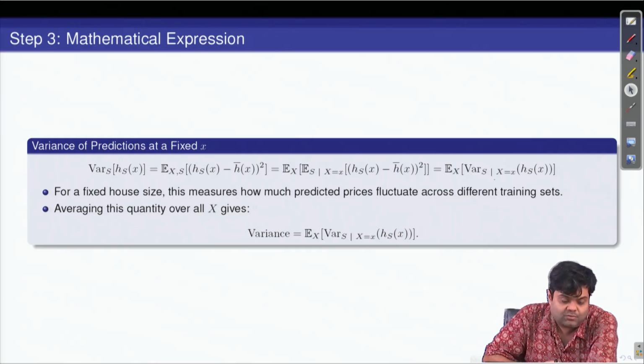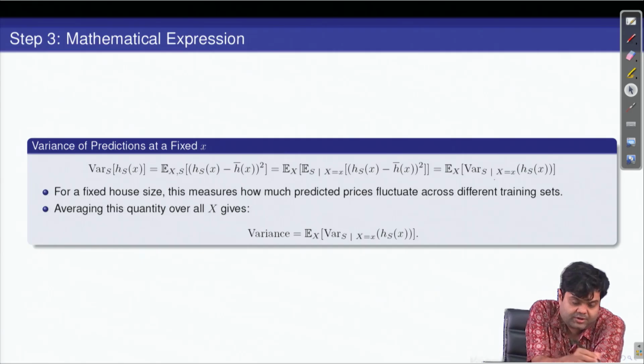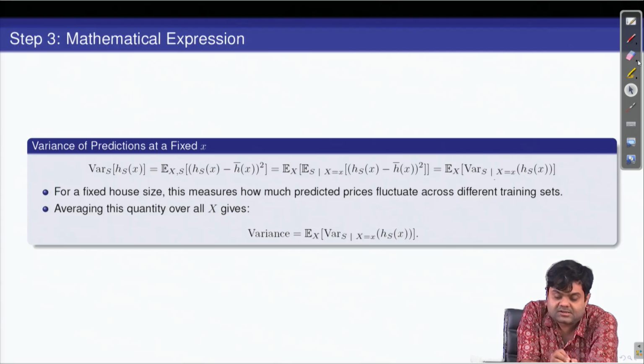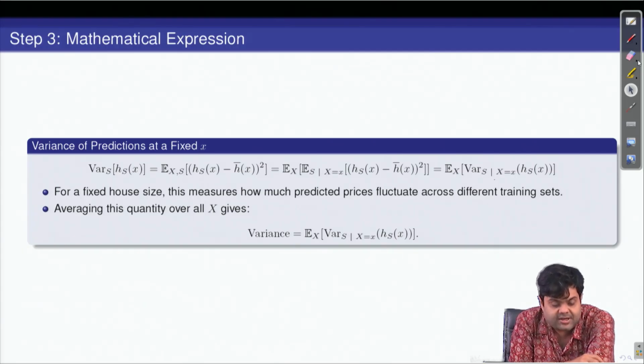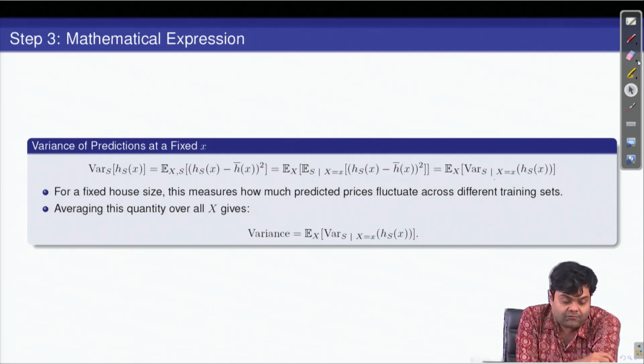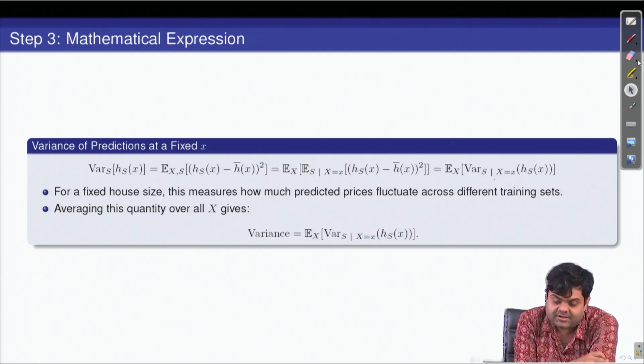The variance of this thing will be this whole expression, where you take the expected value with respect to x and S of h_S(x) minus h bar x. You do this conditional expectation, so this becomes the conditional variance over S given x equal to x. For a fixed house size, this measures how much the predicted value fluctuates across different training sets. Averaging this quantity over all x gives you the actual variance.